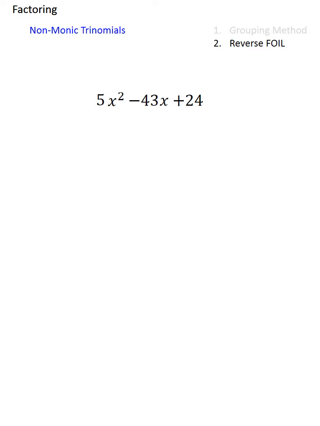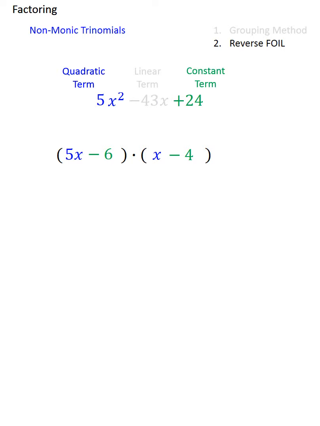Here's the reverse FOIL method that I am partial to, as you can tell. So we've got our quadratic term, our linear term, and our constant term. Now, if you've seen any of my videos, you know how deliberate I am with color. Why would I choose such a light gray for the linear term? Because on the first step of reverse FOIL, you pay no attention to the linear term. Pretend it isn't there. Set up a FOIL problem, picking any two things that multiply to make the quadratic, and any two things that multiply to make the constant.